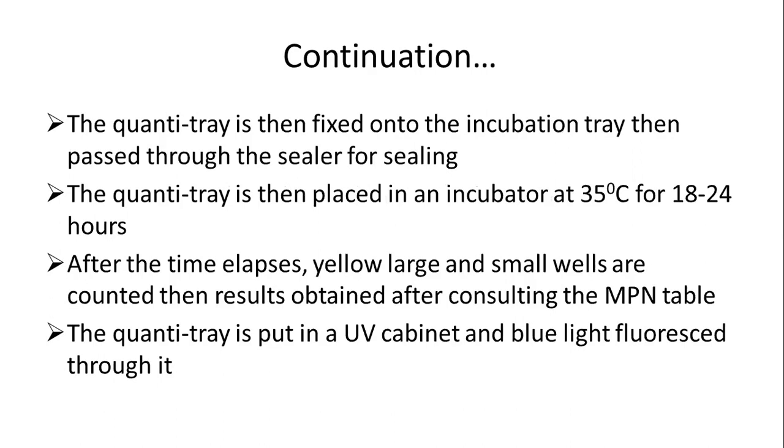The quantity tray is then fixed onto the incubation tray, then passed through the sealer for sealing, and then it is placed in an incubator at 35 degrees Celsius for 18 to 24 hours. After the time elapses, yellow large and small wells are counted, and the results obtained after consulting the MPN table. The MPN table is a table that shows the count for coliforms in water. So after the 18 to 24 hours, you're supposed to count the number of large wells and small wells that are yellow. This shows the total coliform in water.